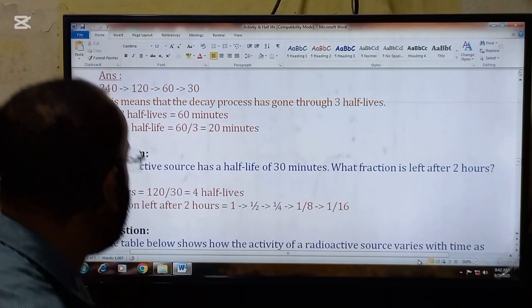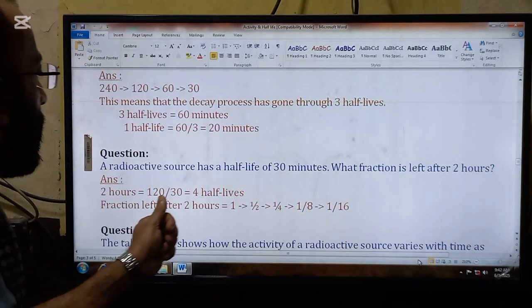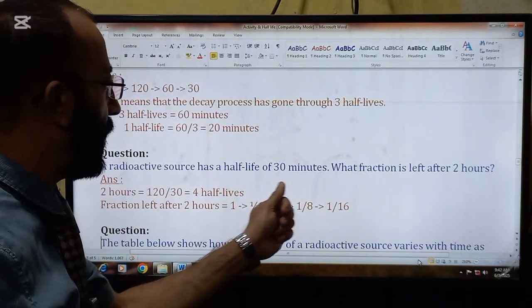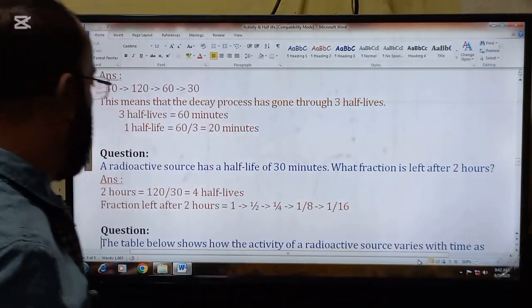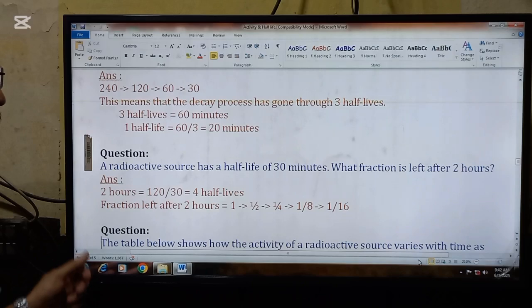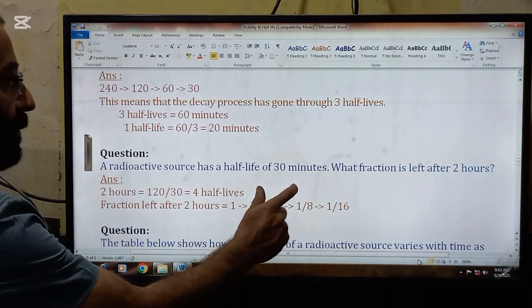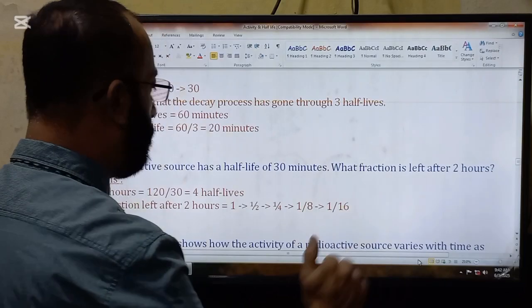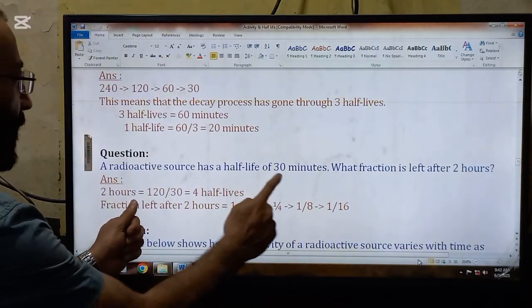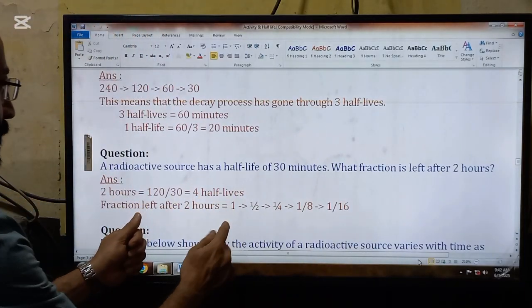And another question is here: a radioactive source has a half-life of 30 minutes. What fraction is left after 2 hours? So look now, it means 30 minutes is the half-life and 2 hours is the total time. In 2 hours we have 120 minutes. So 120 divided by 30 is actually 4 half-lives.